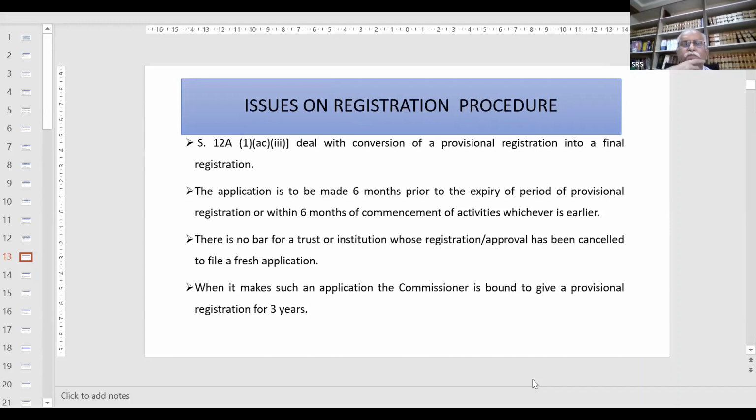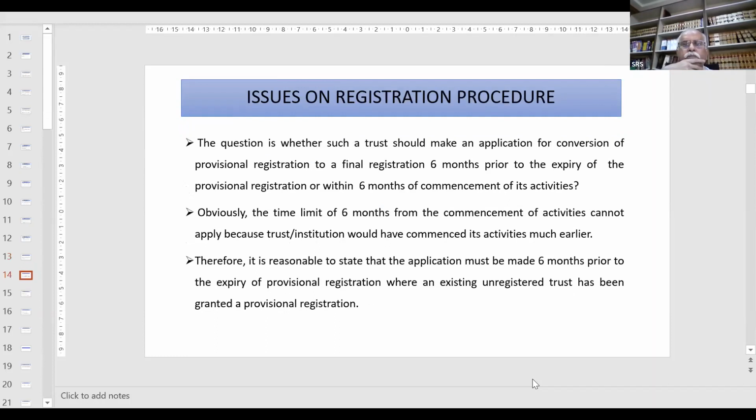Next one, please. This is the first point I have discussed. Next one. This is already discussed.